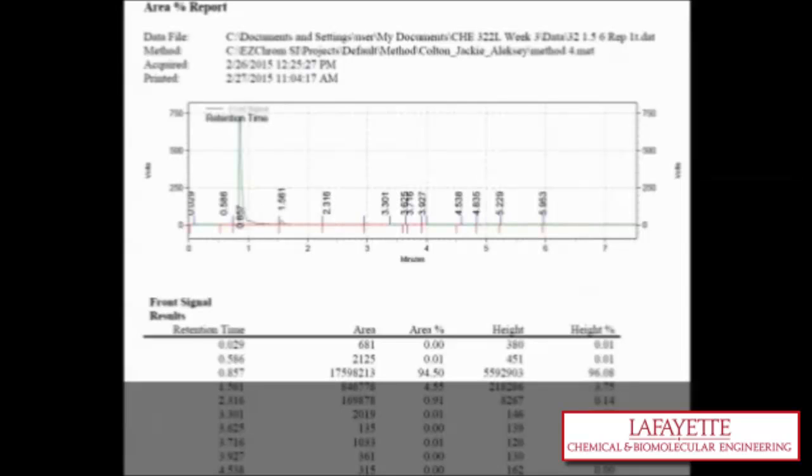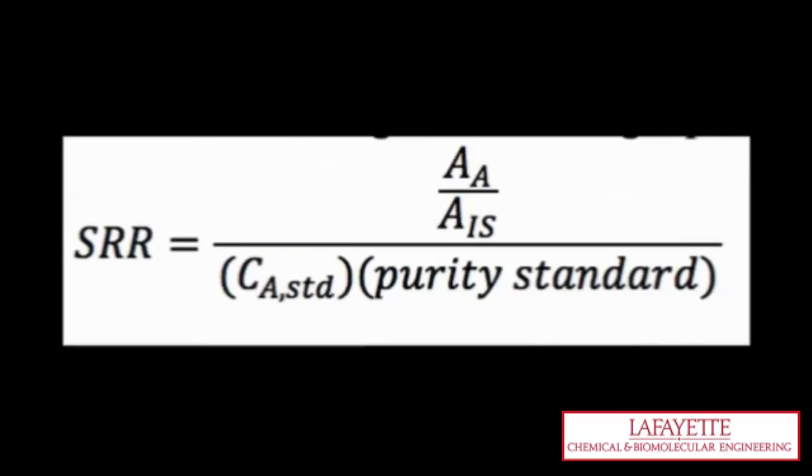To calculate the concentration of an unknown methanol water sample, the specific relative response, or SRR, must be calculated using the standard curve. For more information on the standard curve development, see the related GC video on the Lafayette CHBE YouTube channel. The SRR is calculated using the equation where SRR is the specific relative response, A sub A is the area of the analyte, A sub IS is the area of the internal standard, C sub A is the concentration of the analyte of interest, and purity analyte is that of the methanol.